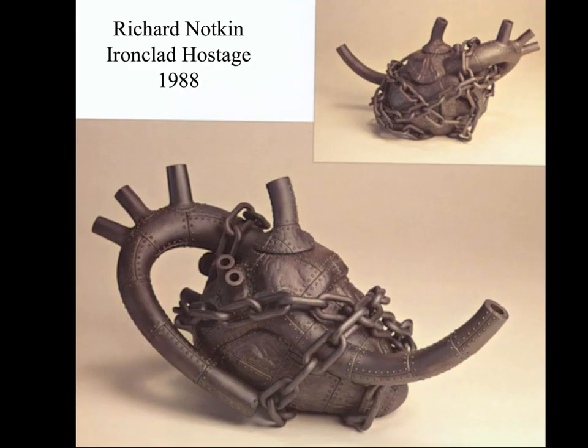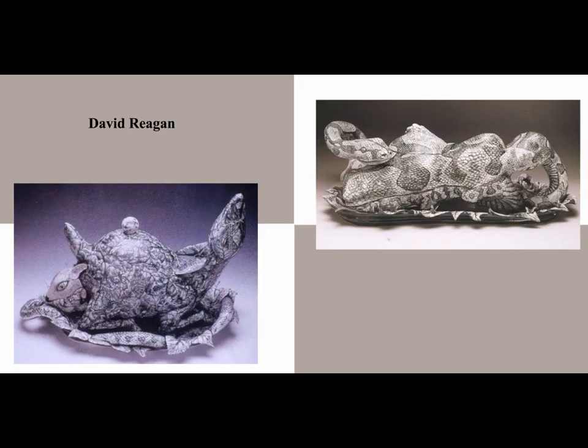Again, as you see the dates, like here's from 1988, this is Richard Naken. So the idea of elements within the figure, whether they be organs like this heart, there's different ways to really think about how you're looking at what figurative art really means. David Regan, how this snake has swallowed a human, or this fawn is giving birth. These are both soup tureens.